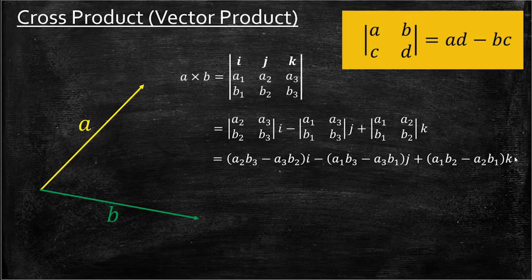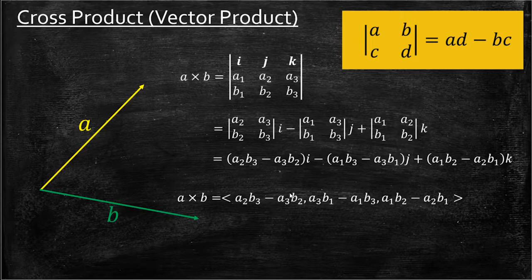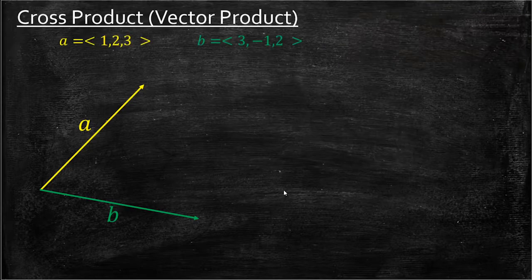Let's look at how that compares to the first definition now. You can see we have a2 b3, take away a3 b2 in the i direction. So that's the first component. Now, can you see how the a3 b1, take away a1 b3 is different to this one over here? That's because we still need to put the negative into the bracket. So when you put the negative into the bracket, you'll end up with a3 b1, take away a1 b3. And the third component is just a1 b2, take away a2 b1. I know that this looks very complicated, but I'm going to show you a really quick shortcut on how to remember this. Let's just go through an example now.